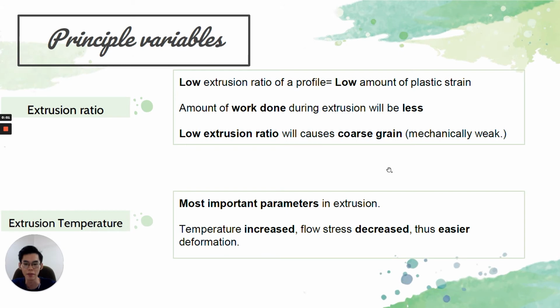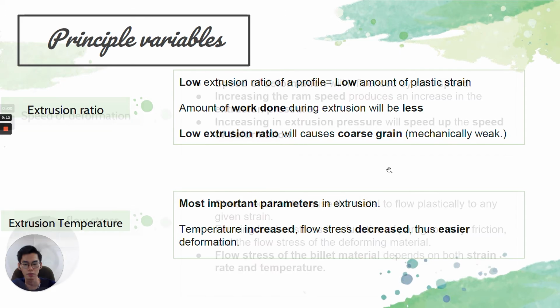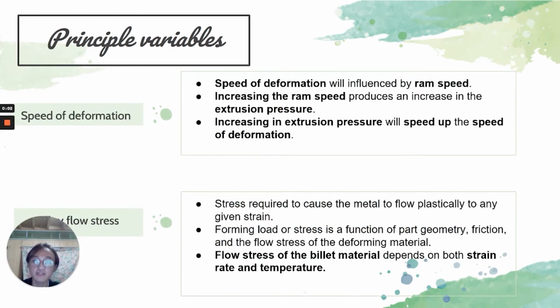For extrusion temperature, it is the most important parameter in extrusion, because as temperature increases, the flow stress decreases. Therefore, the deformation will be easier. Now, I will talk about the third principal variable. The third principal variable is the speed of deformation. The response of a metal to the extrusion process can be influenced by the speed of deformation.